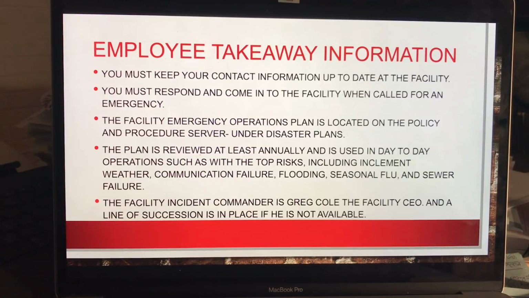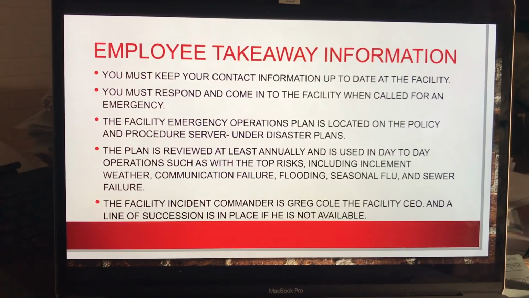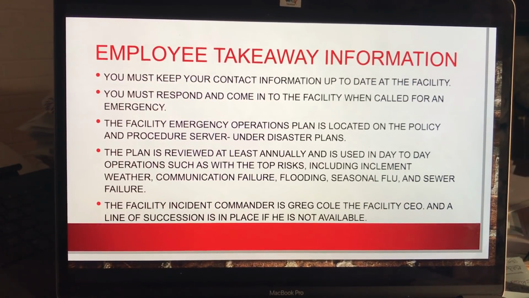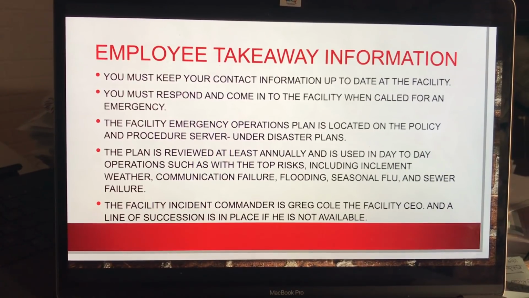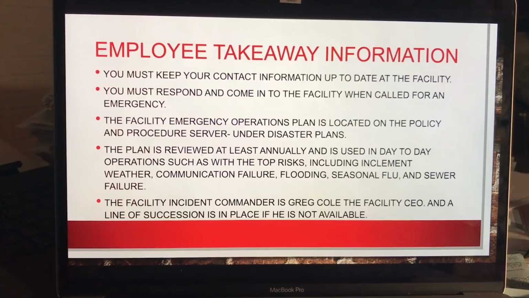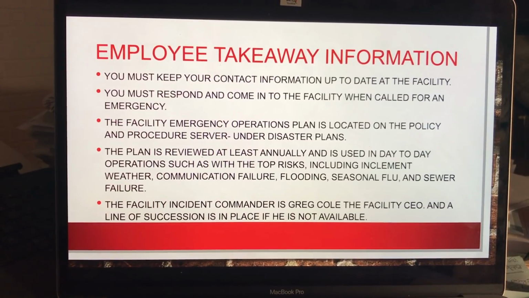Our emergency plan is reviewed annually and is used in day-to-day operations in situations such as inclement weather, communication failure, flooding, seasonal flu, or sewer failure. The facility incident commander is Greg Cole, and there is a line of succession in place if he is not available.